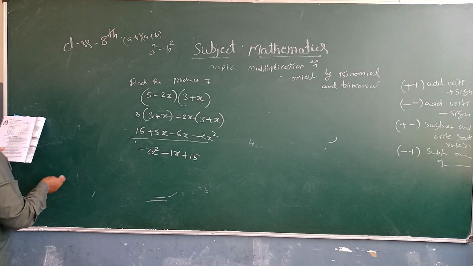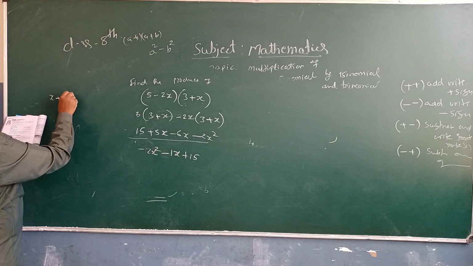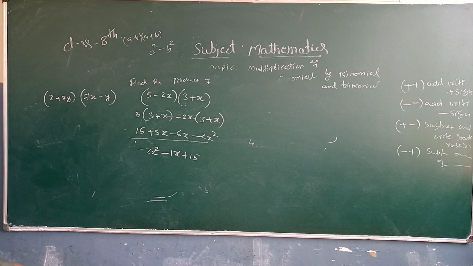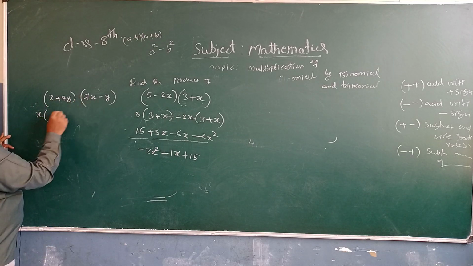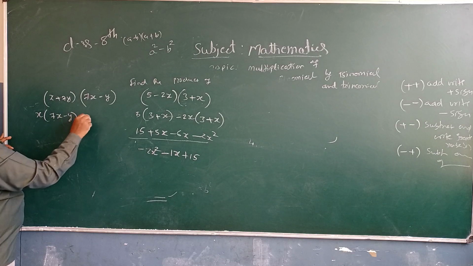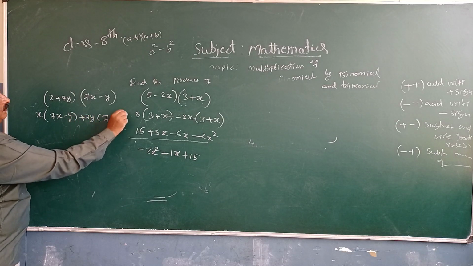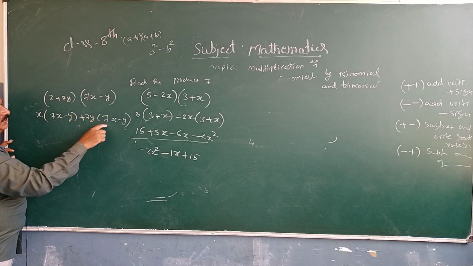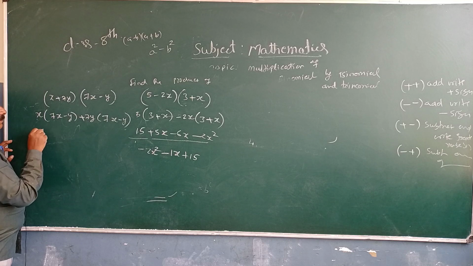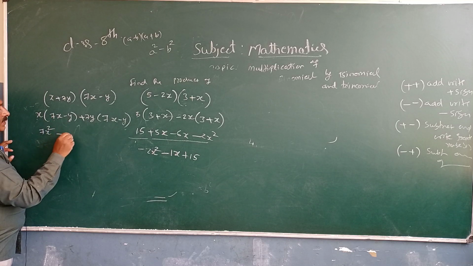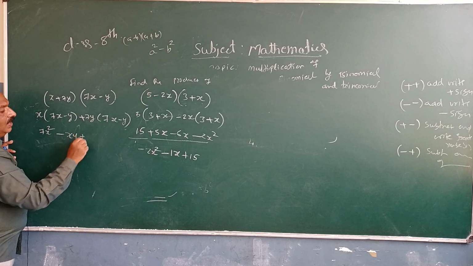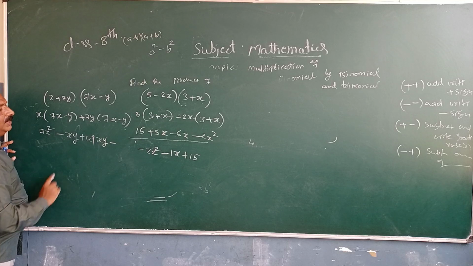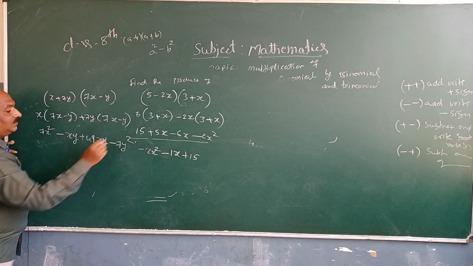Next, (x plus 7y) into (7x minus y). Continue. x into (7x minus y) plus 7y into (7x minus y). x into 7x, 7 into x is 7x square. x into minus y, minus xy. 7 sevens are 49, x into y, xy. Plus into minus, minus. 7y into y, 7y square.